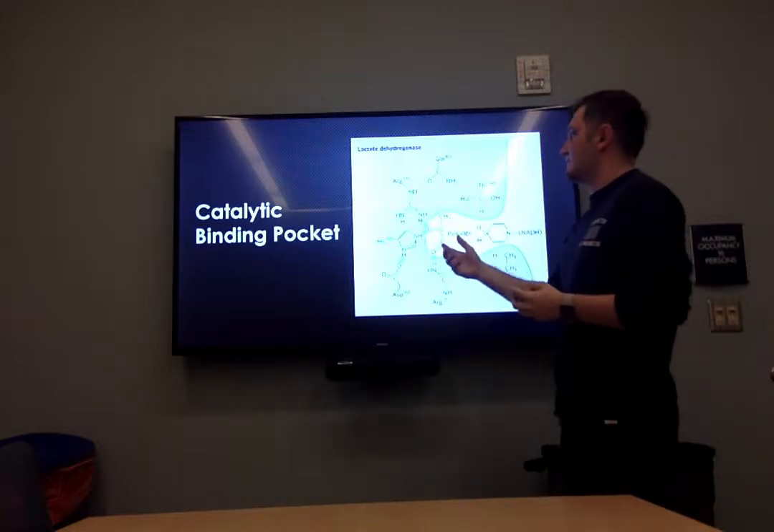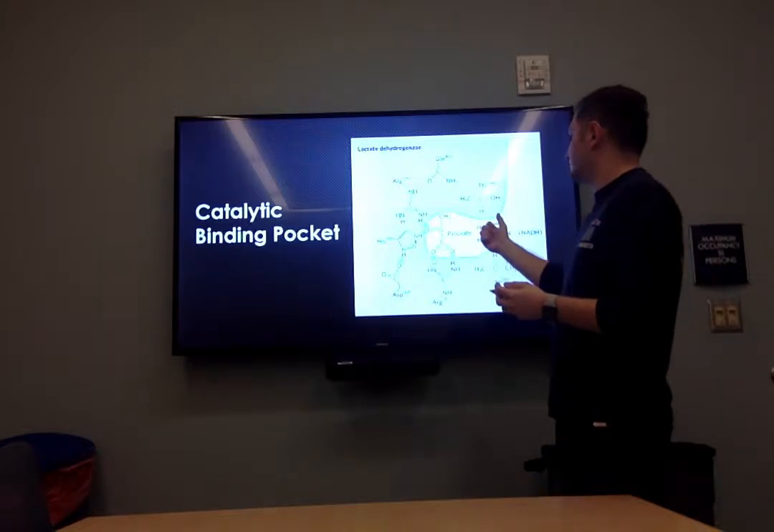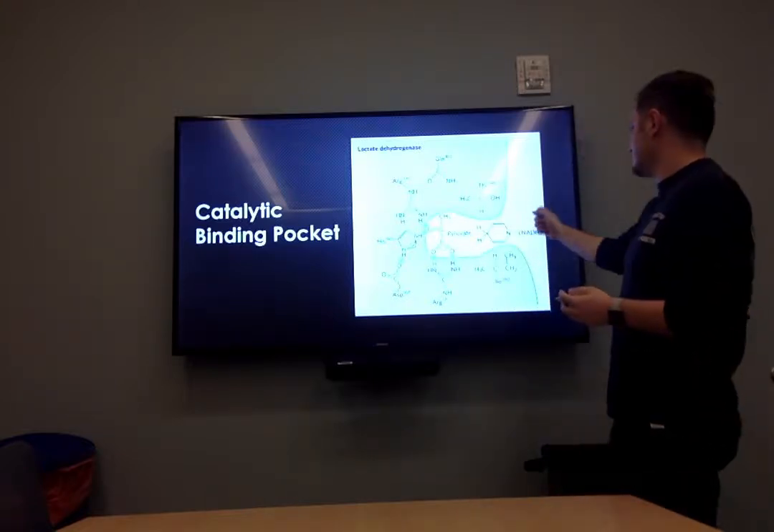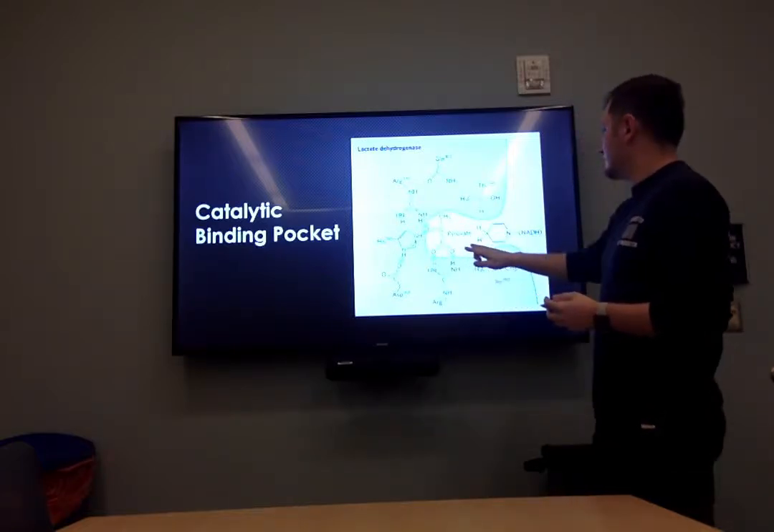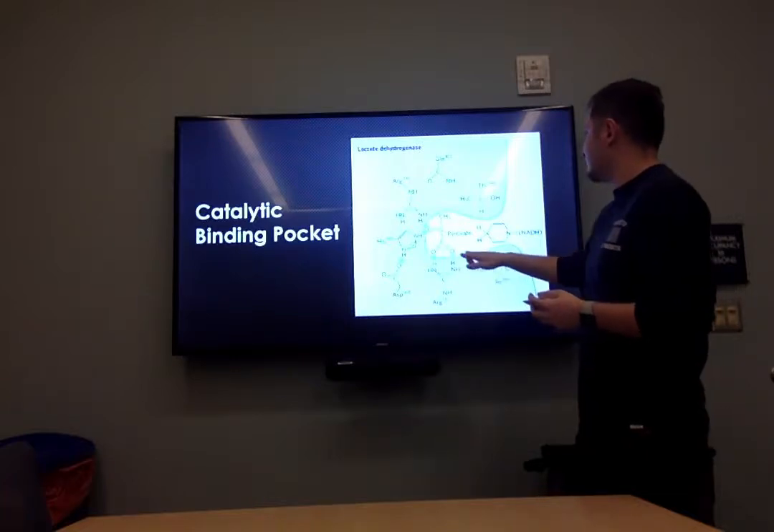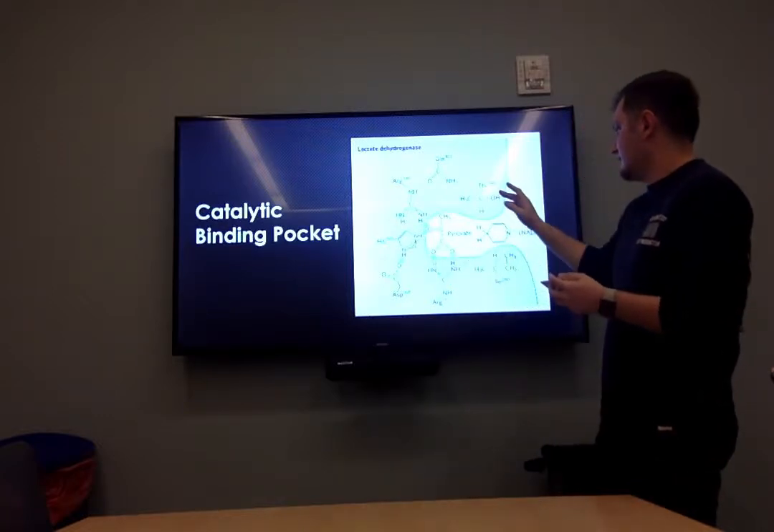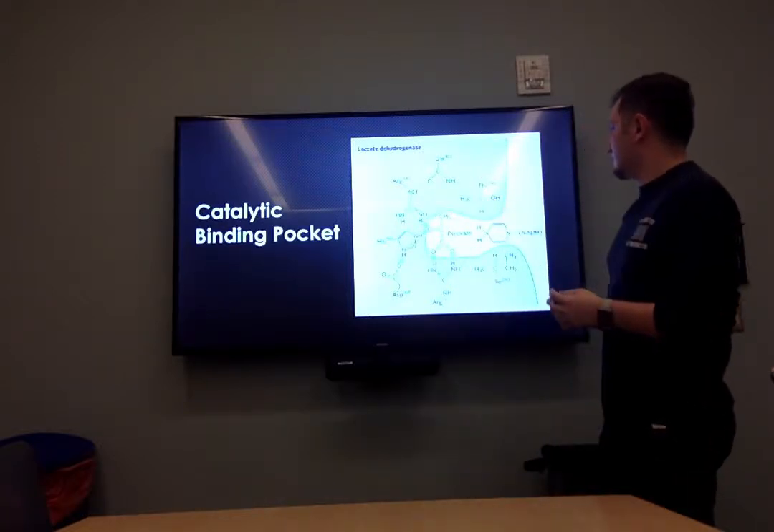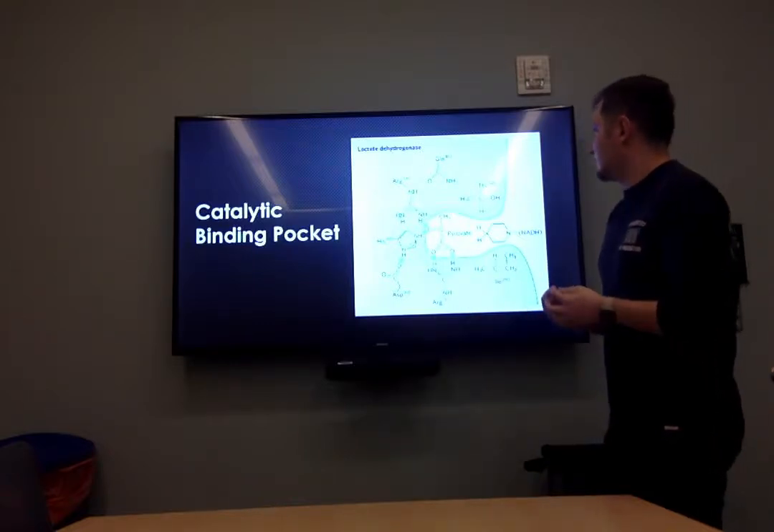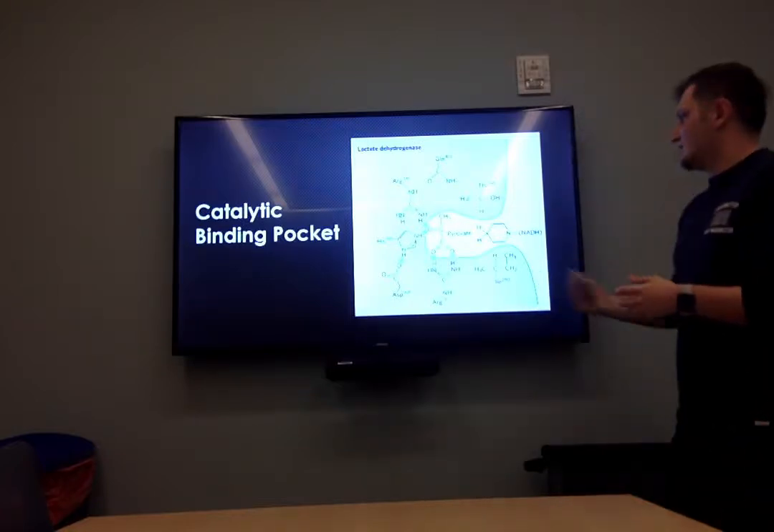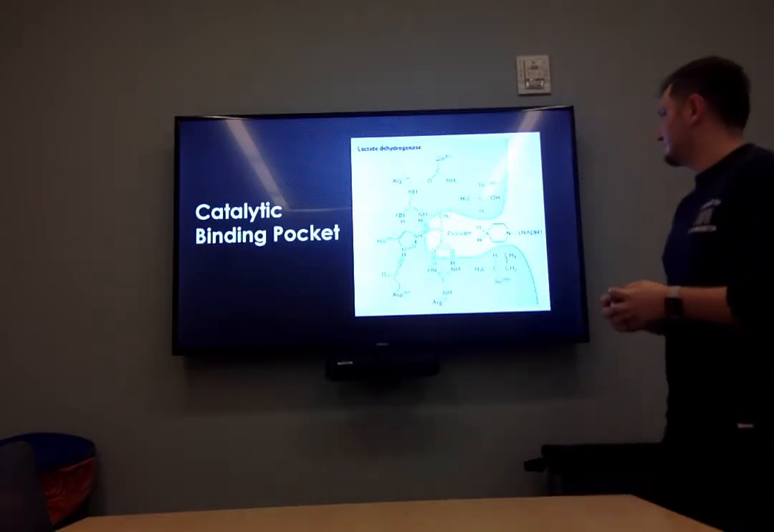As far as the catalytic binding pocket for lactate dehydrogenase, it's composed of pyruvate as a substrate, NADH as the coenzyme, and predominantly uses the histidine 195 residue, arginine 109 residue, arginine 171, and aspartic acid 168 residue. These are the residues that are commonly found in the catalytic reaction that we'll be looking at.